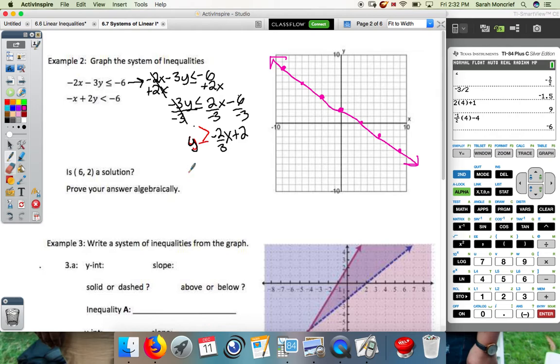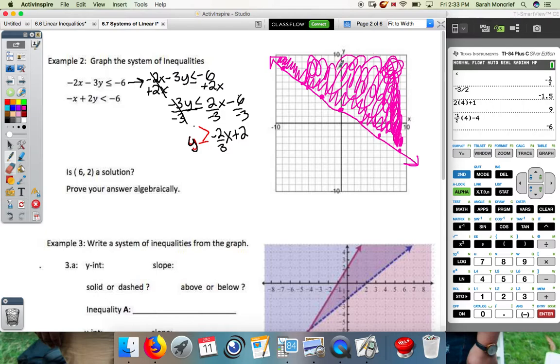All right, and so now we need to know where it is shaded. Since it's greater than, are we shading above or below? You're right, we are shading above. So just go ahead and shade everywhere above it. Shading's not my favorite part of this. All right, so now we have our first one graphed. Let's move on to our next one.